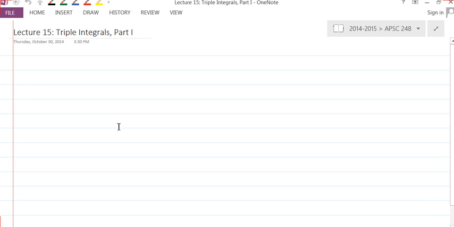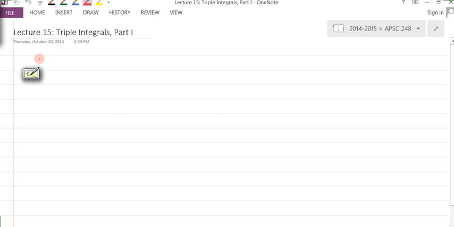Okay, so we'll continue on multiple integrals here. Today we're going to start a new topic, which is triple integrals. We finished the double integral, and now we look at the triple integral, and then we'll look at some applications of triple integrals. After we finish the triple integrals, we'll go on and look at integrals in vector fields again.